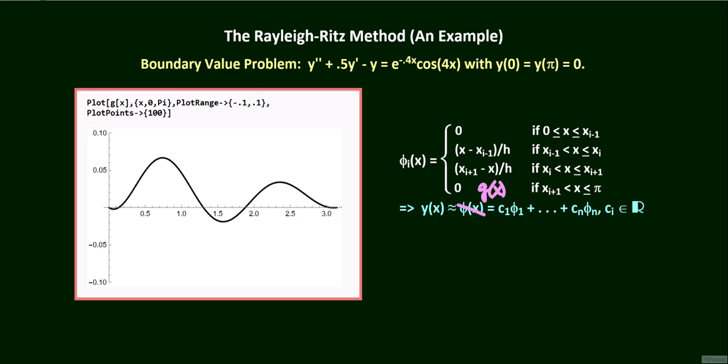The boundary value problem can be solved for exactly by finding the general solution to the differential equation y double prime plus 0.5y prime minus y equals e raised to the minus 0.4x power times cosine 4x, and then solving for the particular solution using the boundary conditions. This allows us to compare the approximate solution to the exact solution, which is shown as the wider curve drawn in yellow.